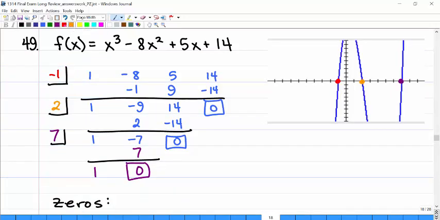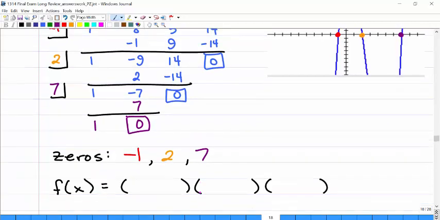So x equals -1, x equals 2, and x equals 7 are zeros. Those are my 3 zeros of that polynomial. Now if I want to write that polynomial in factored form, I do x minus -1, so x plus 1. I do x minus 2, and I do x minus 7.